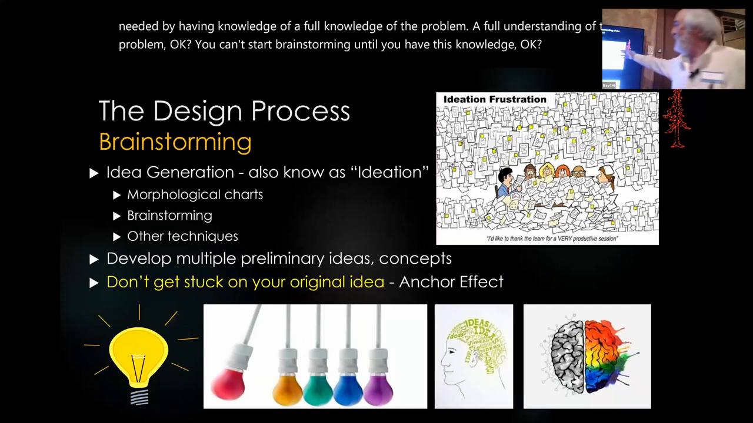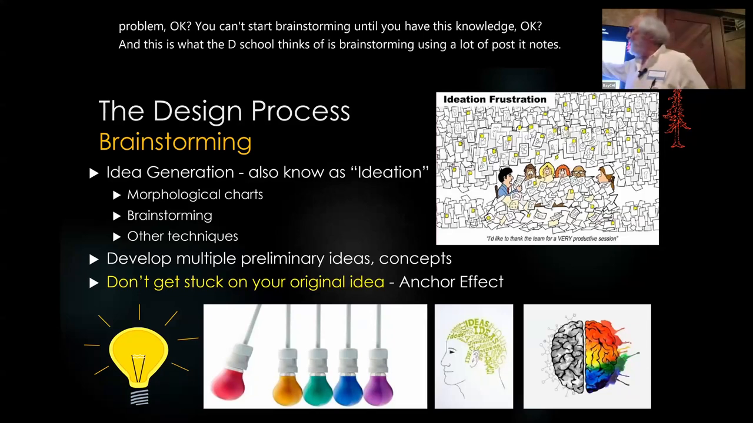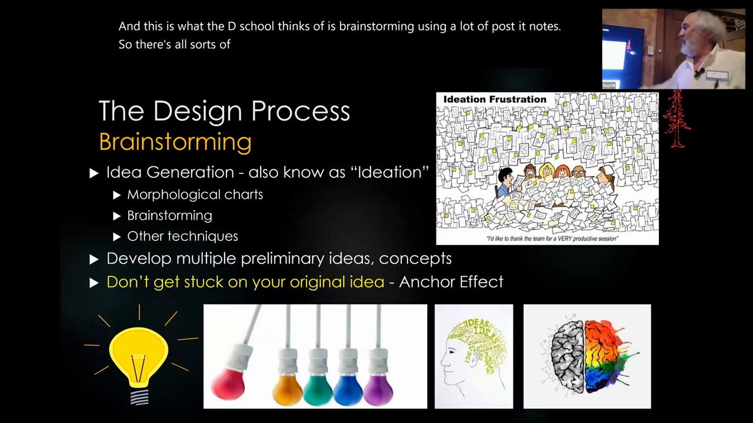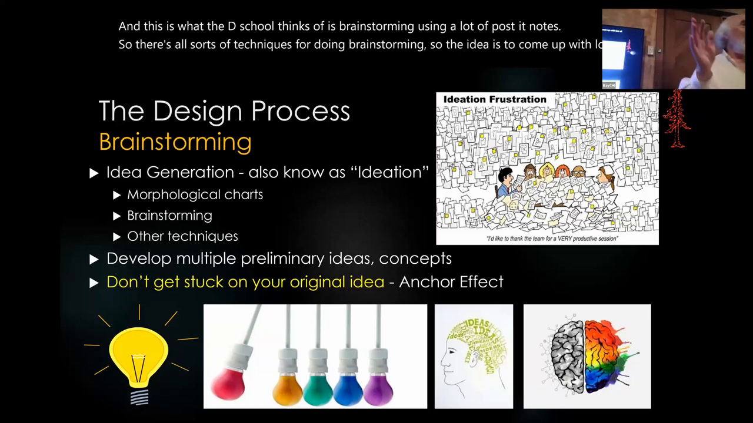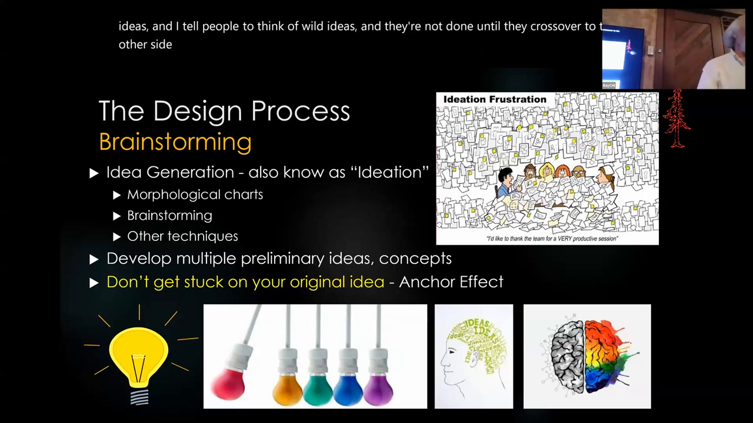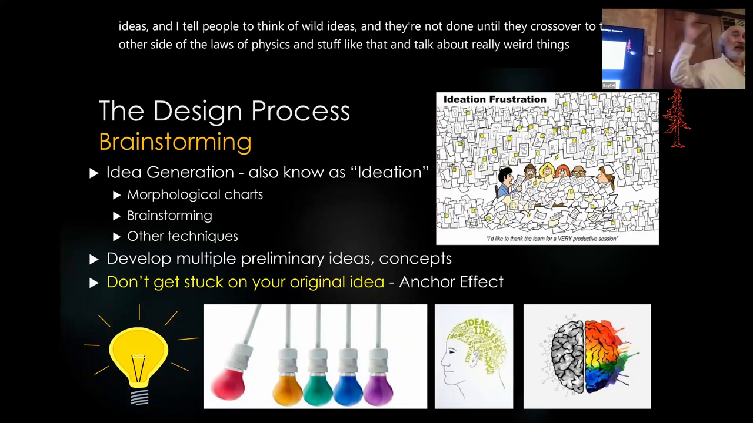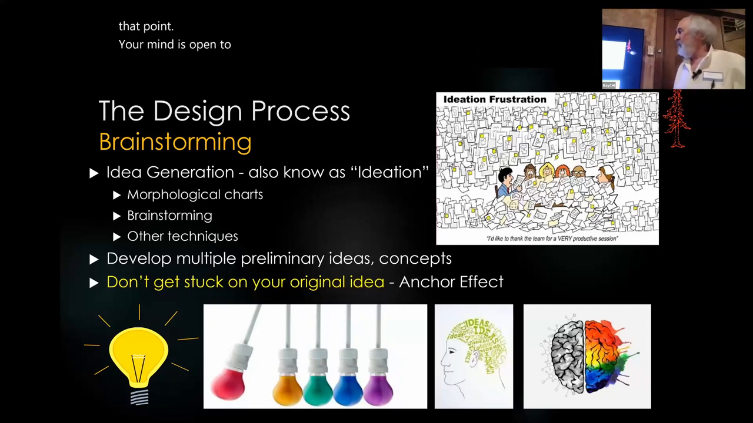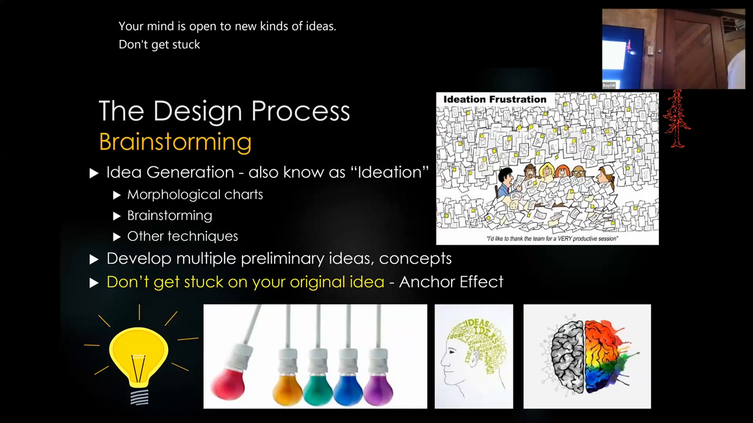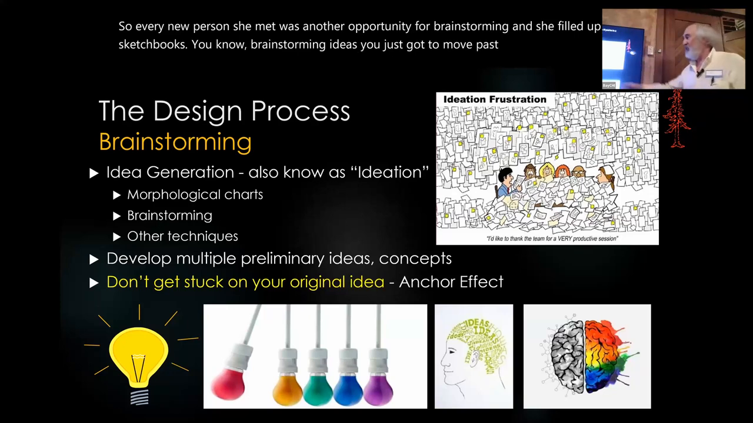And this is what the D school thinks of as brainstorming, using a lot of Post-it notes. There are all sorts of techniques for brainstorming. The idea is to come up with lots of ideas, and I tell people to think of wild ideas, and they're not done until they cross over to the other side of the laws of physics and talk about really weird things, because at that point, your mind is open to new kinds of ideas. Don't get stuck on the original idea. I had a student who all she wanted to do was brainstorm. Every new person she met was another opportunity for brainstorming, and she filled up two sketchbooks. You just have to move past that. If you're in a process, you have to go through the process, and you can't get stuck.